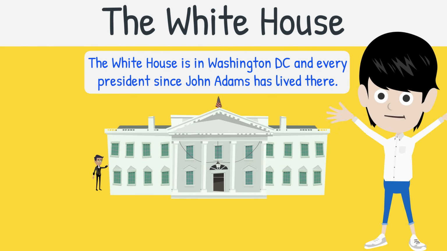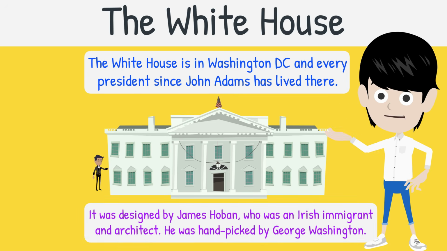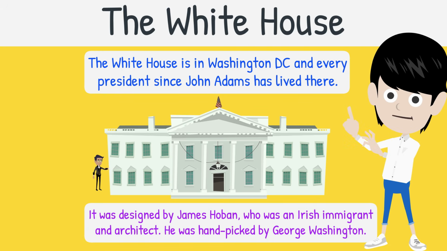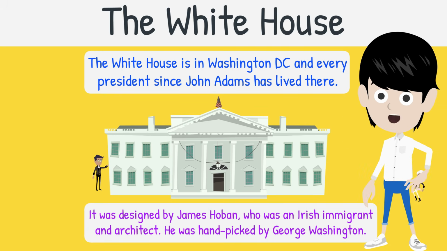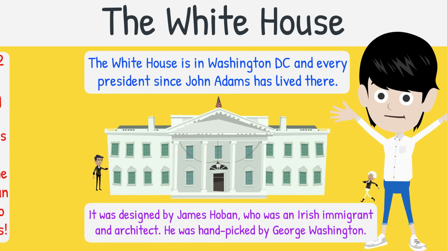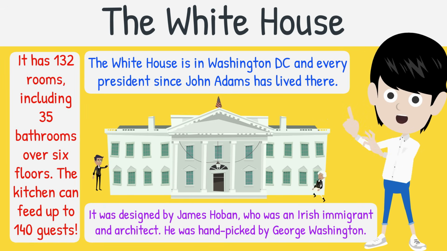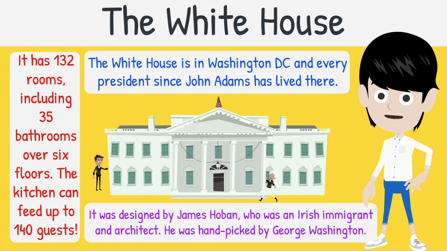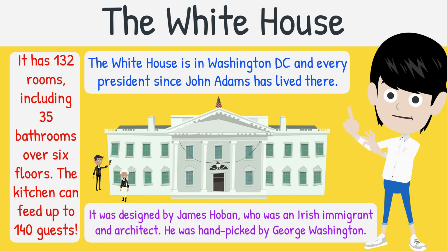The White House. The White House is in Washington, D.C., and every president since John Adams has lived there. It was designed by James Hoban, who was an Irish immigrant and architect. He was handpicked by George Washington himself. It has 132 rooms, including 35 bathrooms, over 6 floors. The kitchen can feed up to 140 guests.